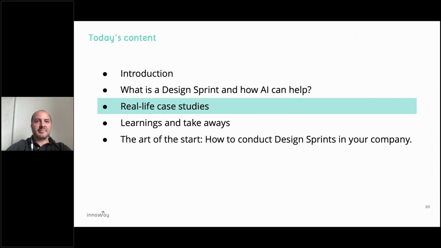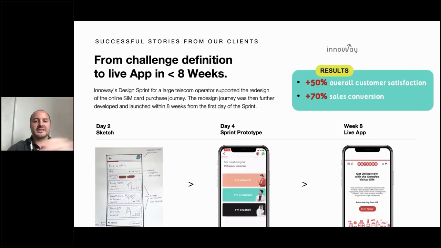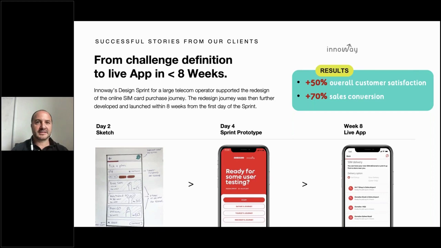So let's jump into a couple of case studies. One is going to be more in detail, and the other ones are other examples that we've done in the past and how we have applied design sprint to solve other solutions beyond products and services. So this is the case of a telco in the Middle East.